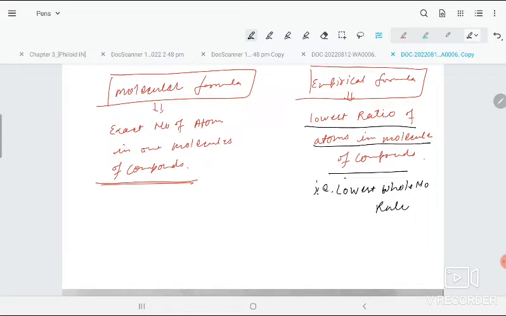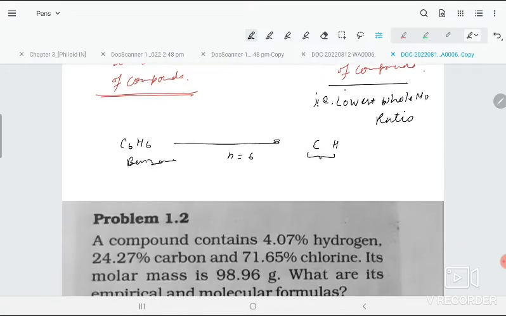Now let us try to understand. This is the formula of benzene, C6H6, right? Now so many atoms are there. If you divide this, there is a common divisible number 6. So n factor is equal to 6. You divide by 6, so the empirical formula you are going to get is CH. Got it? Yes.